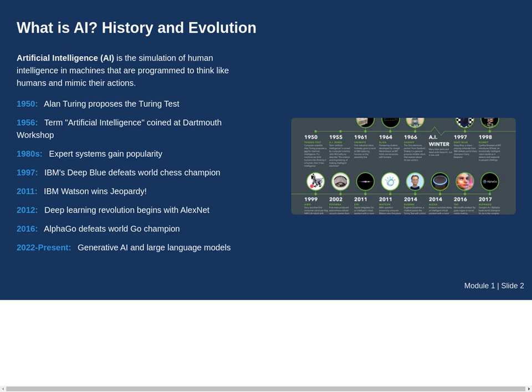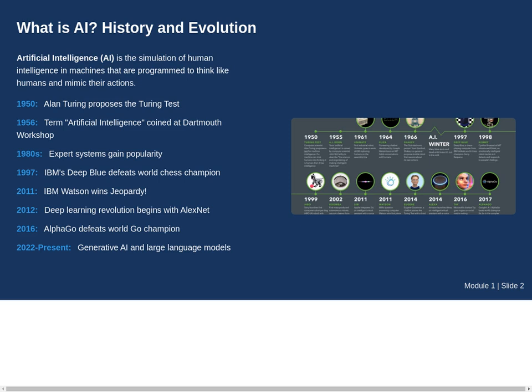The concept of intelligent machines isn't new. The roots of AI can be traced back to ancient myths and philosophical inquiries about artificial beings. However, the modern field of AI began in the mid-20th century. Key milestones include: in 1950, Alan Turing proposes the Turing test. In 1956, the term artificial intelligence was coined at the Dartmouth workshop.